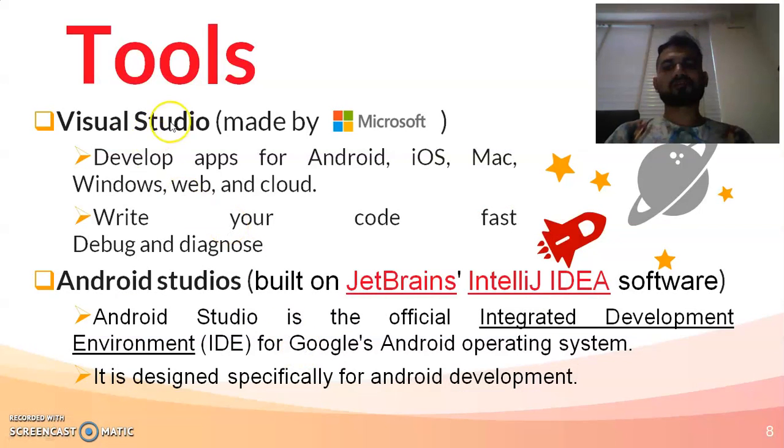We also use Visual Studio and Android Studio. Visual Studio is made by Microsoft. It develops apps for Android, iOS, Mac, Windows, web and cloud. Write your code fast and debug and diagnose. We also use Android Studio as well. It's built on JetBrains IntelliJ IDEA software. Android Studio is the official integrated development environment for Google's Android operating system. It is designed specifically for Android development.